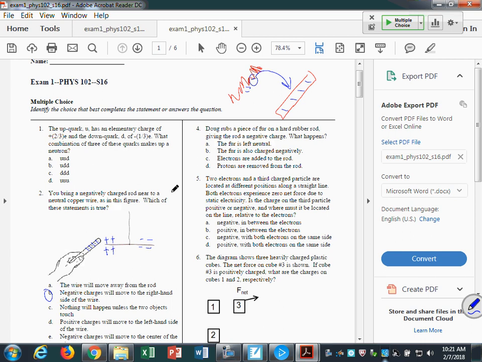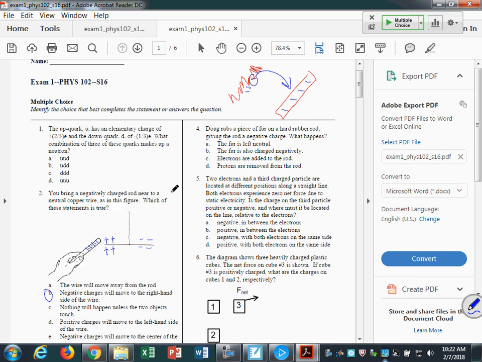The others can't be true because the fur is not left neutral. In fact, the fur is going to be left positive or negative? Positive, because I've removed electrons from it. From what it was before, neutral, and then I removed electrons. The fur is not charged negatively, it's charged positively. And protons are not removed from the rod. That's just verboten. That's not something that we do because it's too difficult to remove a proton.